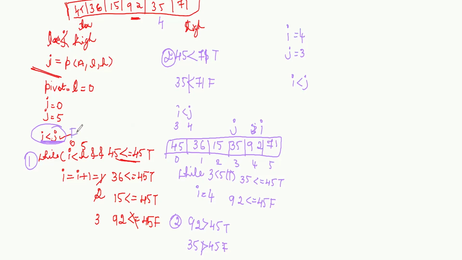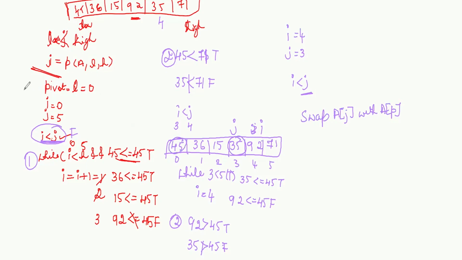Here also this becomes false, hence I will come out of the while loop entirely. Now what I'm going to do is swap the pivot value with A of j. If you go back to the algorithm and check, once all the conditions fail, we are going to swap A of j with A of pivot value. Now where is my j? This is my j. So I'm going to swap 35 with 45.